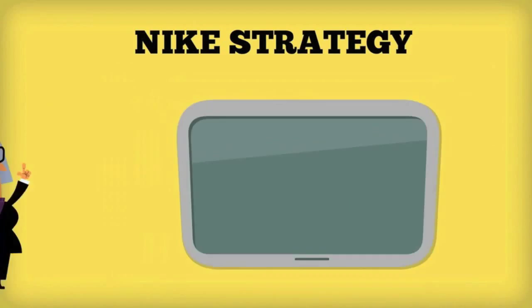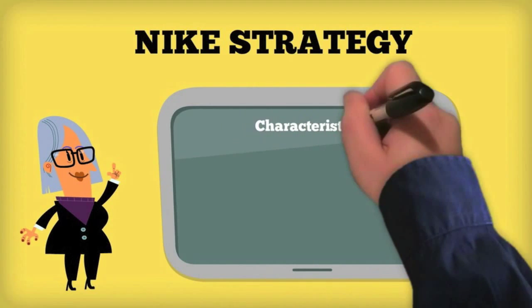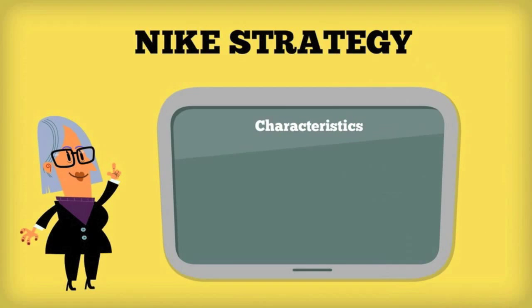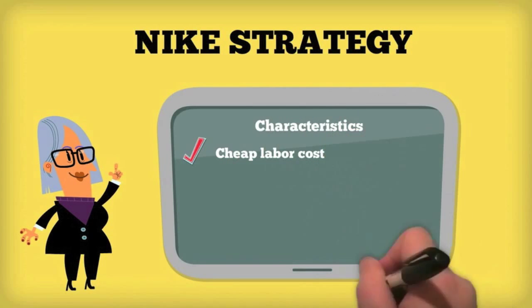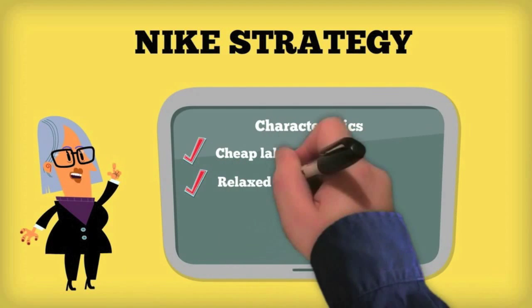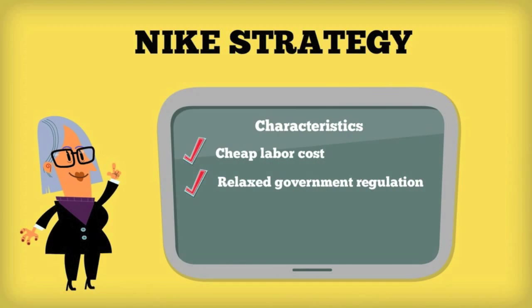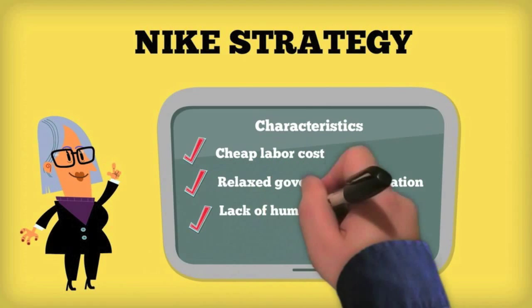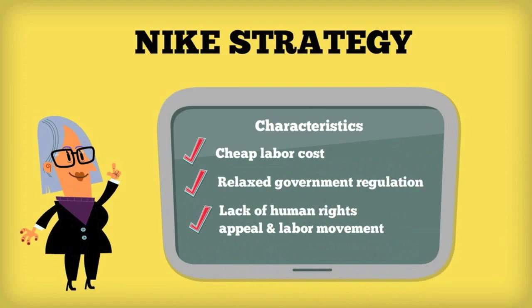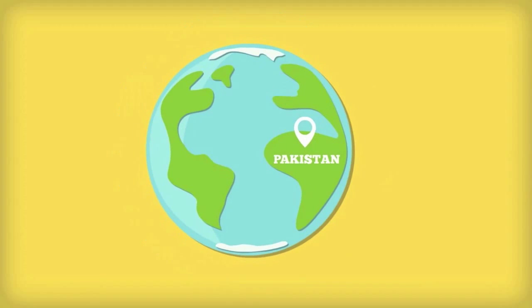Nike's strategy is to maintain its low-cost production by producing its product in developing countries, which have the following characteristics. First, cheap labor costs. Second, relaxed government regulation. And lastly, the lack of human rights appeals and labor movement. Now the question lies in where Nike should outsource to. The best destination for this case turned out to be Pakistan.